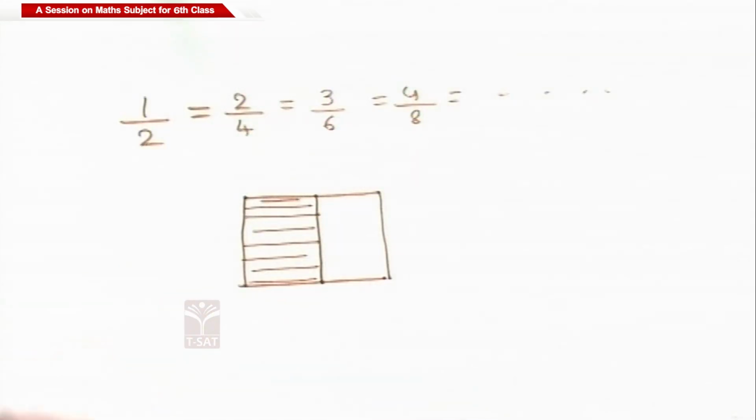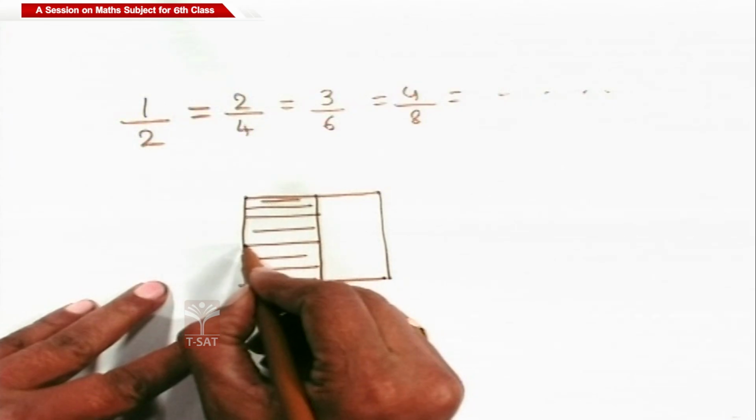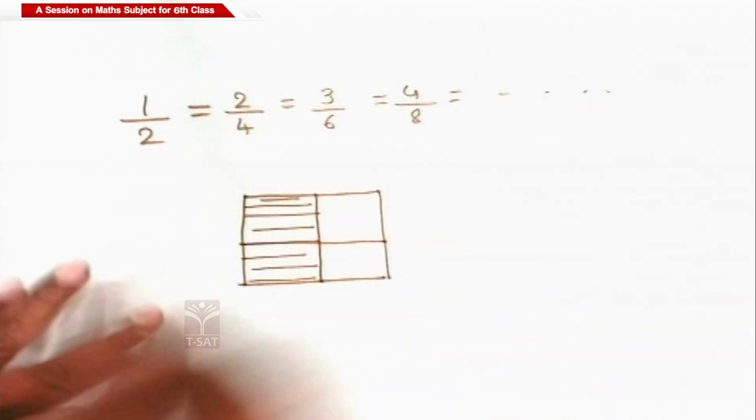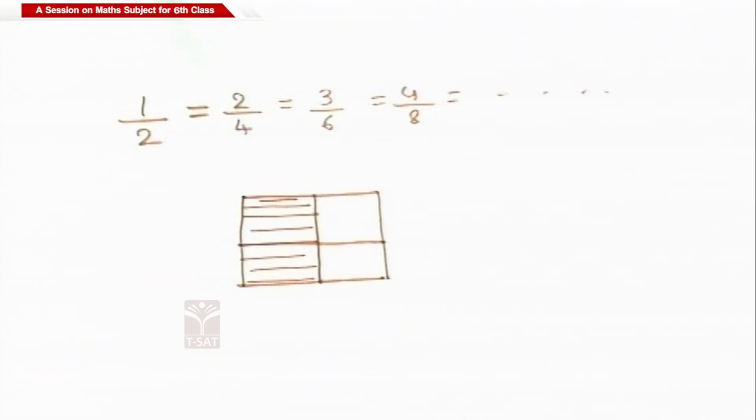And make it 4 parts like this. In the same way, you can make a horizontal line, making 4 equal parts. So that is 2 by 4. How many parts are there? Total 4. Shaded parts are 2. So 2 by 4.